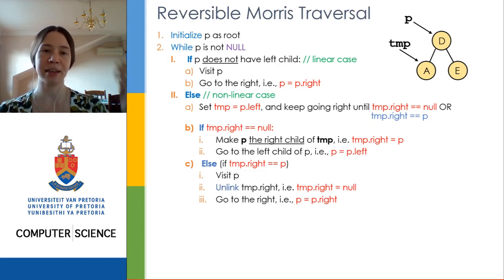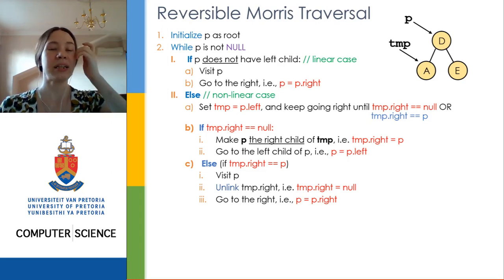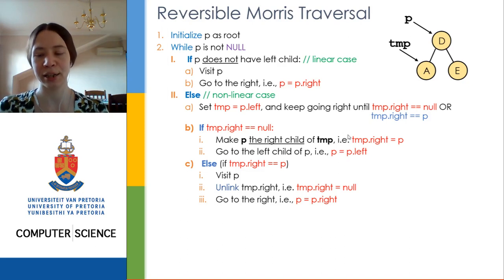Okay, so let's quickly look at the code before we do the example, just to understand how this code is actually different from the code on the previous slide. So we still initialize P as the root. Remember, it's like a linked list. Root is the only entry point. You always start at the root, just like you always start at the head with the linked list.